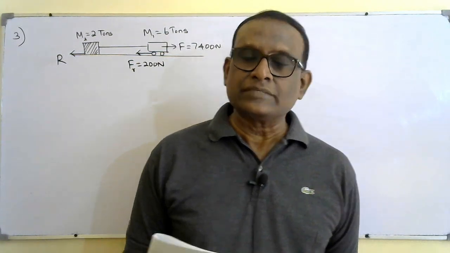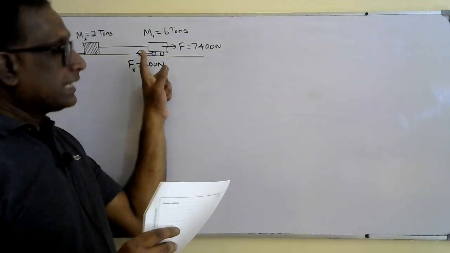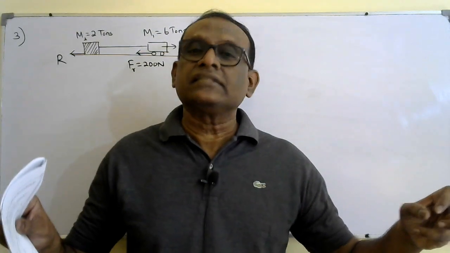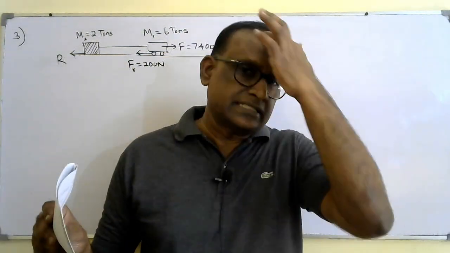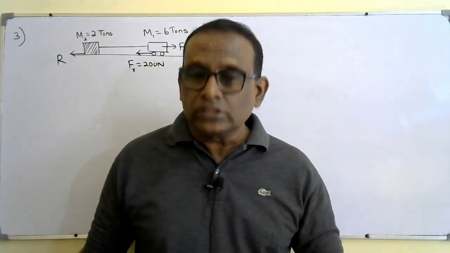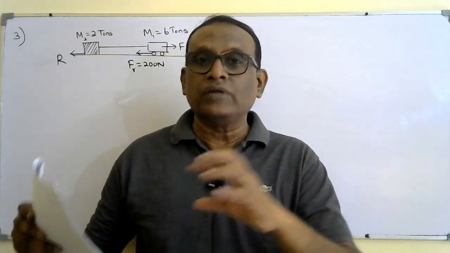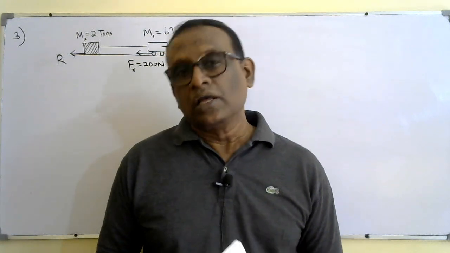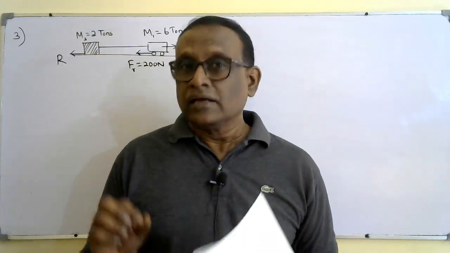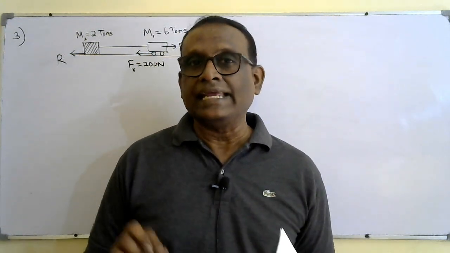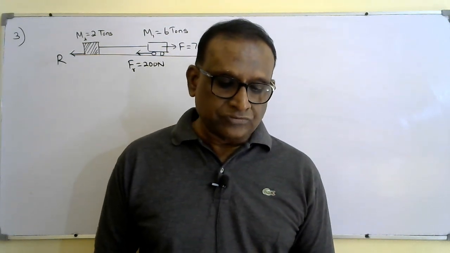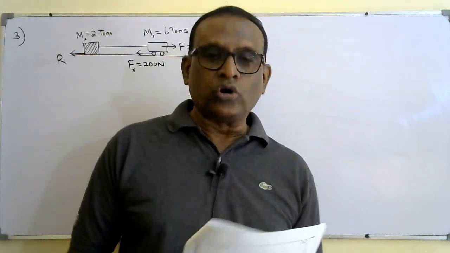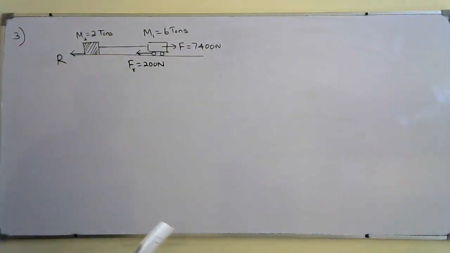If it is extensible, during that extension the acceleration could be different. But if it is inextensible, both the tractor and the block will have the same acceleration, right? That's our answer B. Now I told you both will have the same acceleration, which means the string must be inextensible. The driving force of the tractor is 7400 newtons. So I put all that information on the diagram.